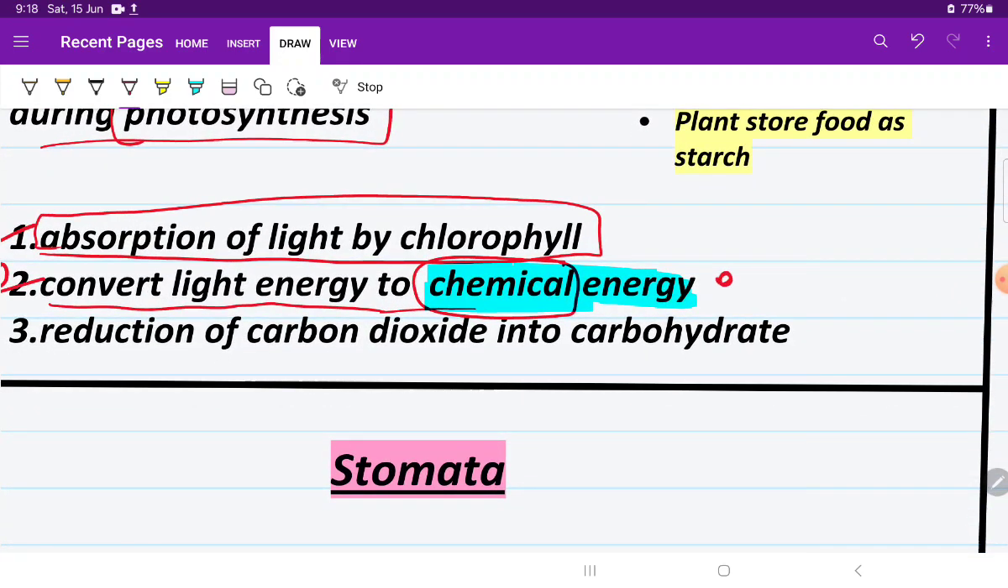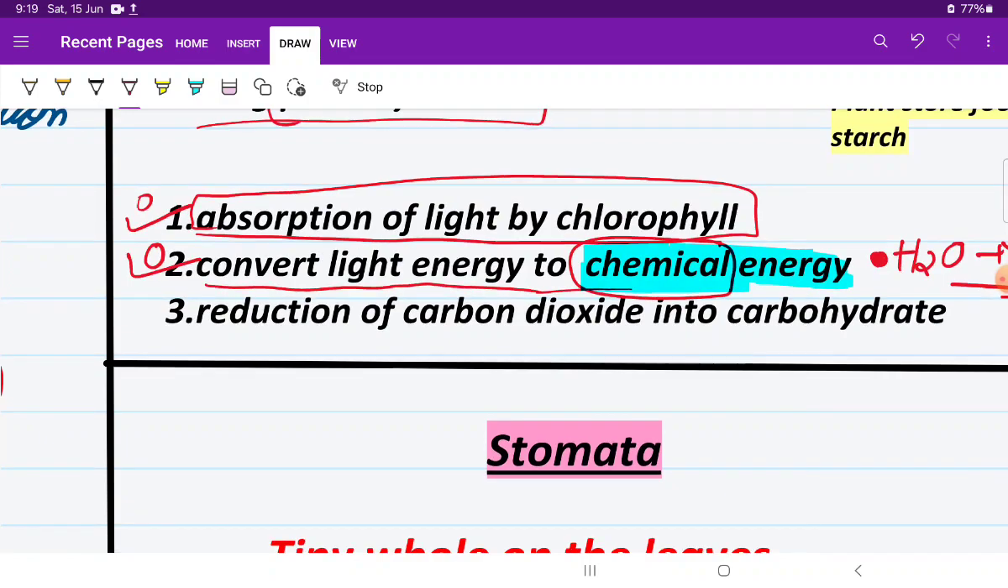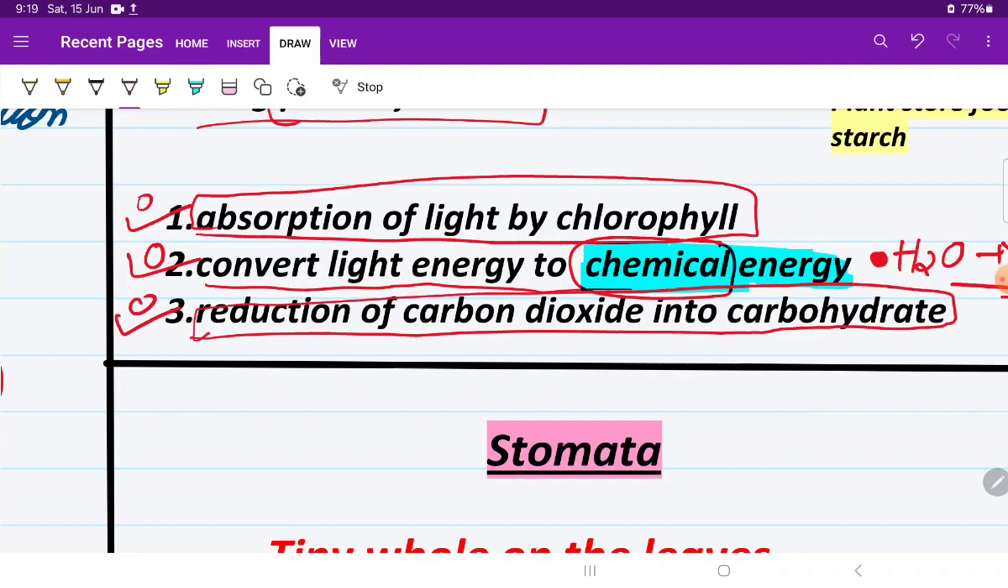Now there is one more process happening over here: the H2O splits into H2 and O2. This is one more event that takes place here. The third thing is reduction of carbon dioxide into carbohydrate. We obtain carbohydrate, and the carbohydrate is converted into glucose, while in plants they obtain carbohydrate by reduction of carbon dioxide.